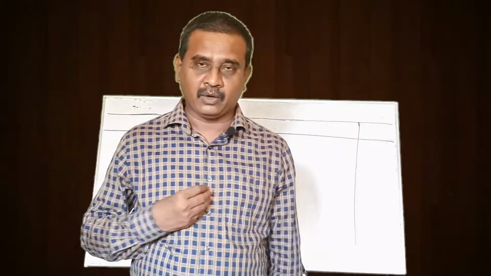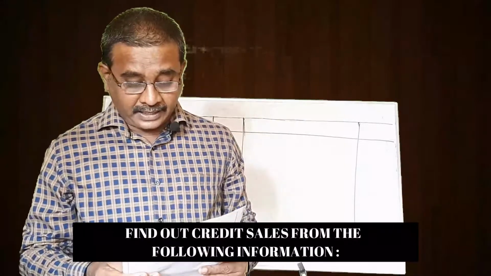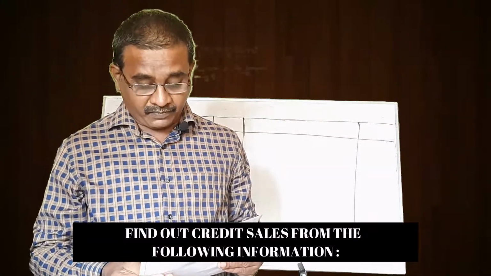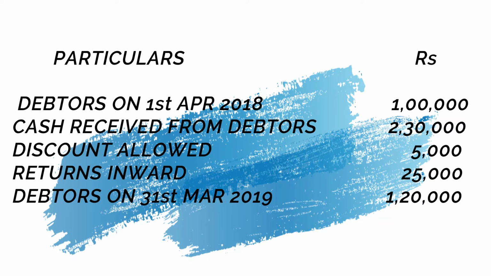Now, let us go to the 10th sum. Note credit sales from the following information. Debtors on 1st April 2018, 1 lakh. Cash received from debtors, 2 lakh 30,000. Discount allowed 5,000. Returns inwards 25,000. Debtors on 31st March 2019, 1 lakh 20,000. Now, you are asked to find out the credit sales.